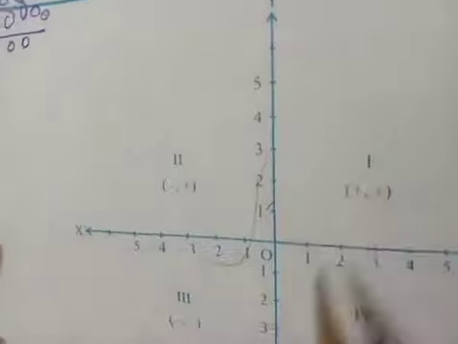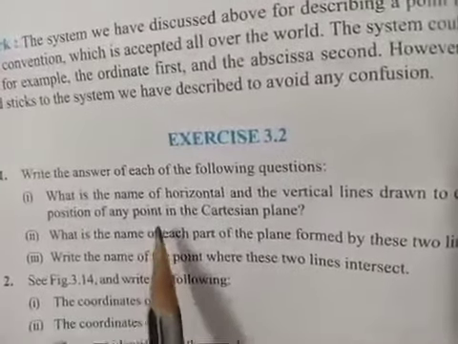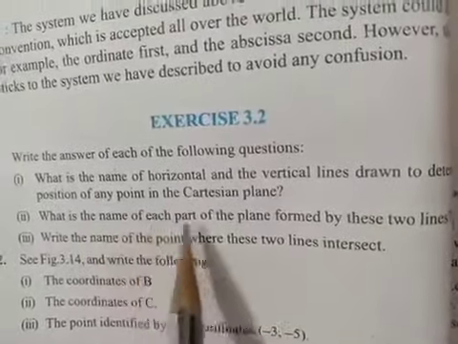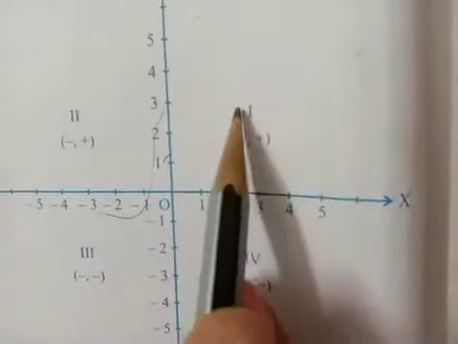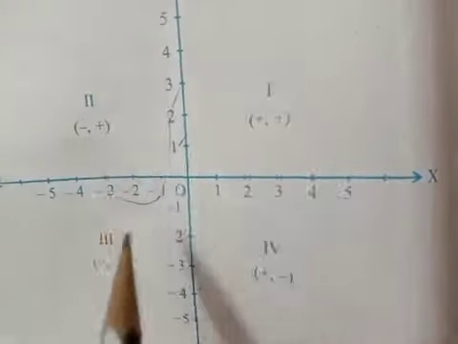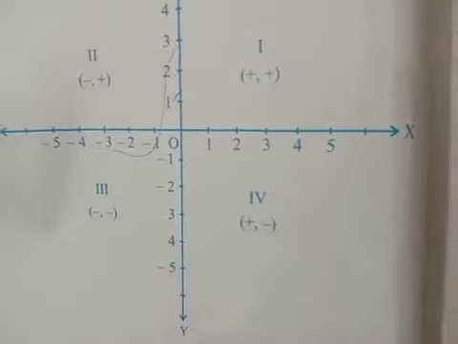If you remember, I named this as x-axis and this as y-axis. So the answer for the first question is x-axis and y-axis. Now the second one, what is the name of each part of the plane formed by 2 lines? Now these are the planes formed by these 2 lines. It is called quadrant. If you remember, this is the first quadrant, second quadrant, third quadrant and fourth quadrant. So the answer for the second question is quadrant.